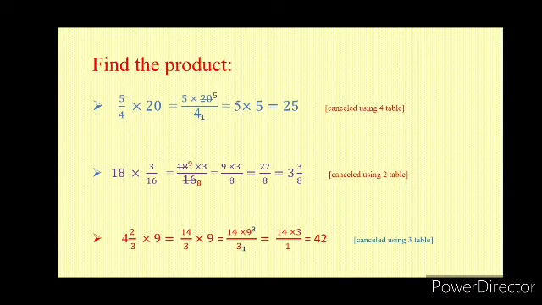And the next example, 4 2 by 3 is a mixed fraction. We convert it into an improper fraction. So, 14 by 3 into 9. So, here 14 into 9 overall divided by 3. 9 and 3 are multiples of 3. So, reducing in the 3 table, we get 9 3 times and 3 1 times. So, 14 into 3 by 1, nothing but 42.